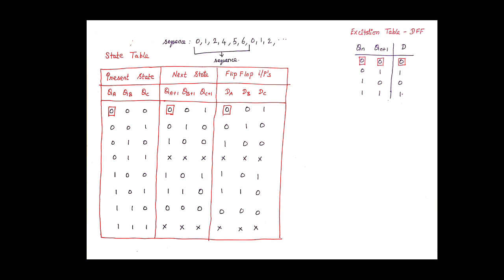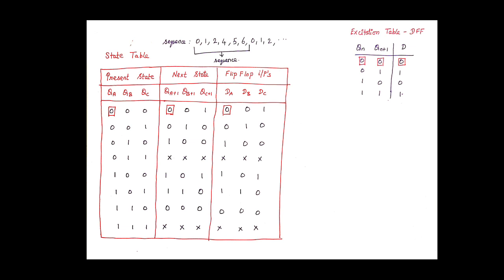See the excitation table. If 0 0 is there, then the D, the flip-flop input, has to be 0. Therefore I am marking DA as 0. Correct. In the same way, all the present state and next state variables are compared and the flip-flop input column is filled. The flip-flop table is filled for the 8 rows. Clear. Now what is the next thing we have to do?